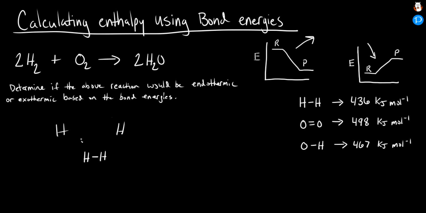So to break the bond here, it would take this much energy. But also, if that bond is formed, it would release 436 kilojoules of energy. So it's positive to break it, and negative, because it's releasing energy, to form that bond. And same thing for this oxygen double bond here. This is how much energy it would take to break that bond, but also how much energy is released when that bond forms. And same thing for this O-H bond.